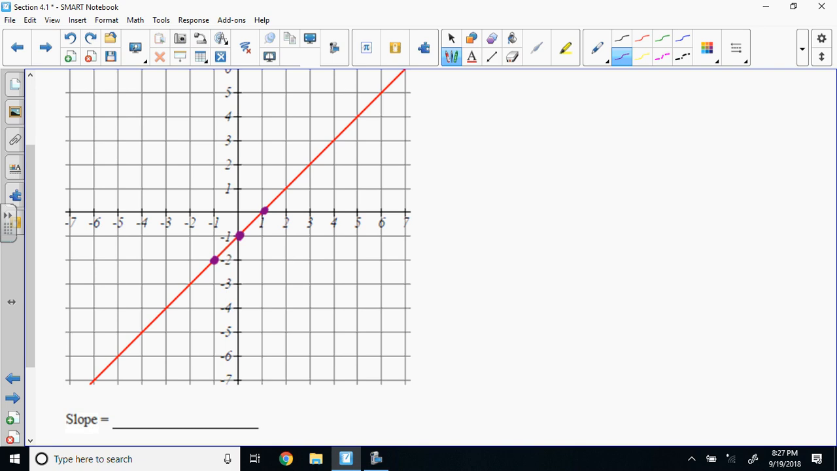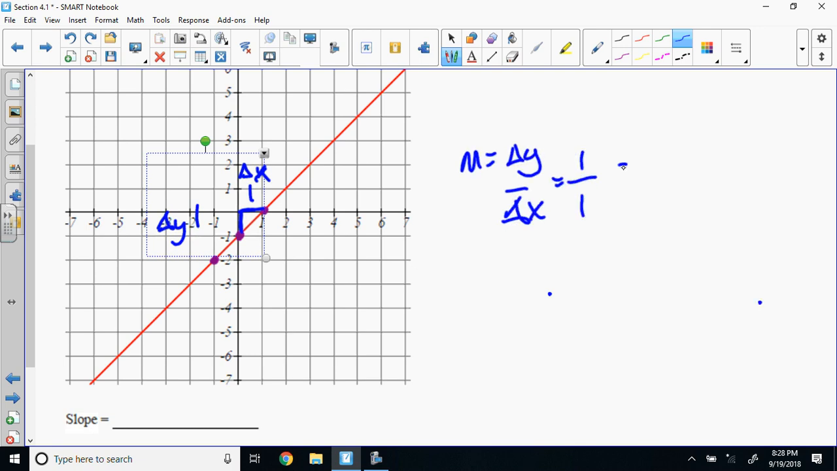So how many points are necessary in order to find slope? 2. Now I'm going to show you something. This right here is pretty cool. Just count. How far are we going up? How far are we going over? So slope is change in y over change in x, which is 1 over 1, which is what?